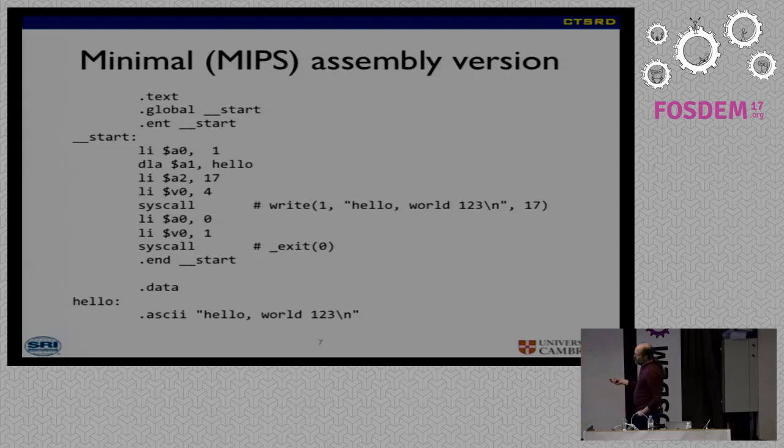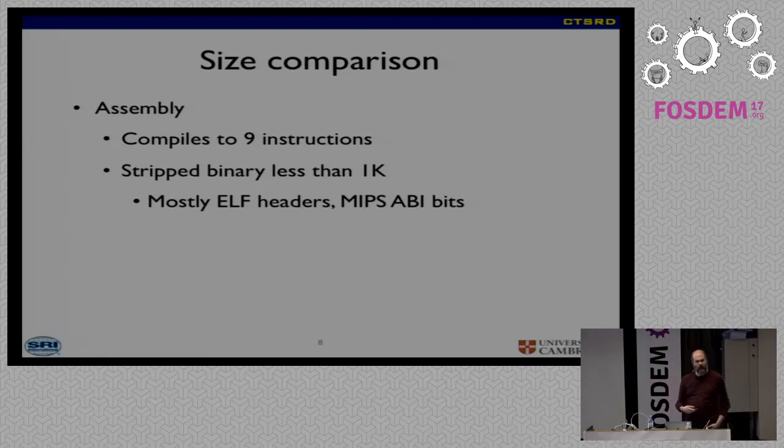So at this point, we call the system call, and then we return from that system call, and we exit. You might think that's what's going on in the previous program here, but it's actually quite a bit more complicated. The assembly program previously compiles to 9 instructions. It's less than a kilobyte, mostly random ELF junk.